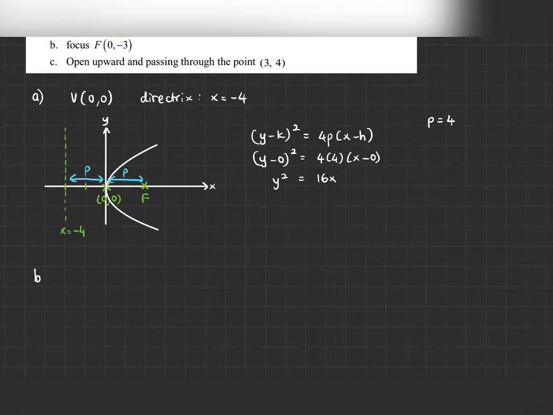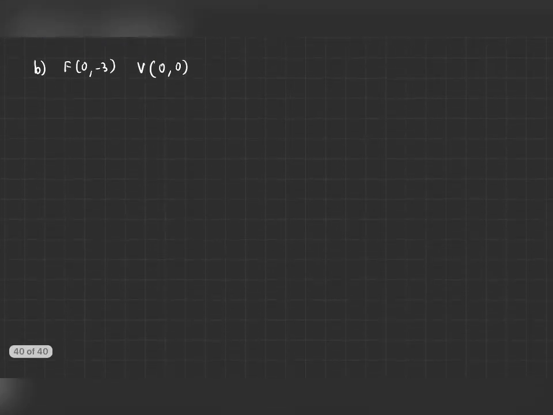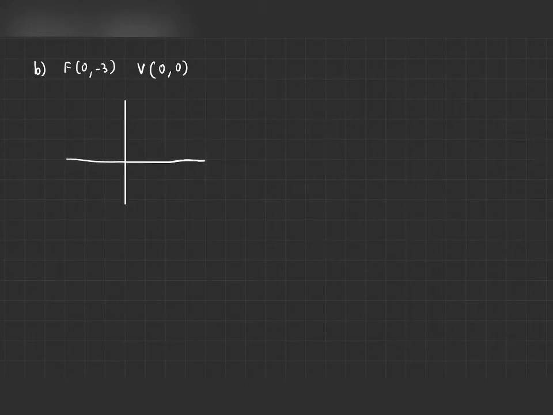Focus is at 0, negative 3 and our vertex is at 0, 0. Okay, so macam mana lah ni? Focus dekat 0, negative 3, vertex is at 0, 0. Now, macam yang saya kata, it is better for us to sketch where the location of our vertex and focus is. So, sini adalah vertex kita, 0, 0. Dan focus kita berada di 0, negative 3. So, sini adalah 2, sini adalah negative 3.